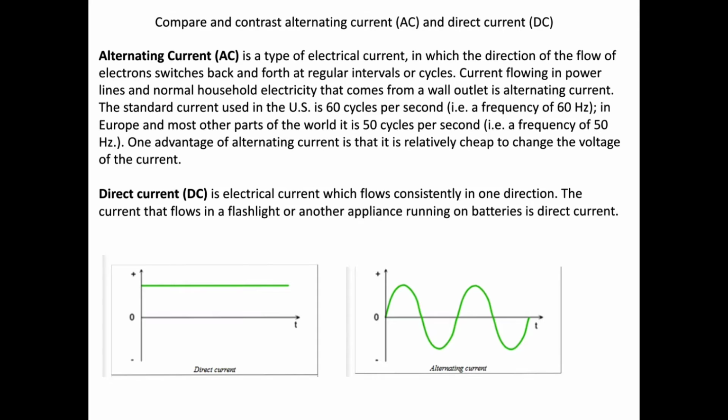Next, let's compare and contrast alternating current and direct current, or AC and DC. AC, or alternating current, is a type of electrical current in which the direction of the flow of electrons switches back and forth at regular intervals or cycles. The current flowing in power lines and normal household electricity that comes from a wall outlet is alternating current. While DC, or direct current, is an electrical current which flows consistently in one direction. The current that flows in a flashlight or other appliances running on batteries is direct current. As you can see in the example, direct current has a green line which flows consistently in one direction, while alternating current changes its flow direction.